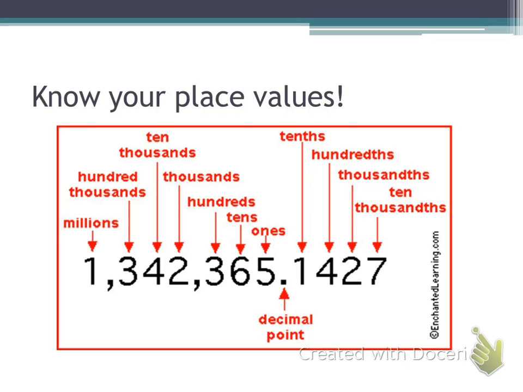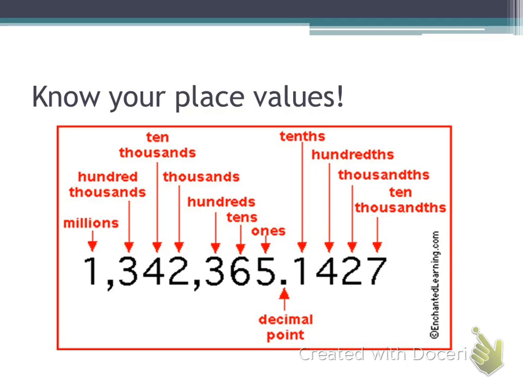All right, now we are going to start talking in correct language whenever we're describing decimal values. We always describe it in terms of the last decimal place. And you'll see what I'm talking about when we look into the examples. So know your place values.